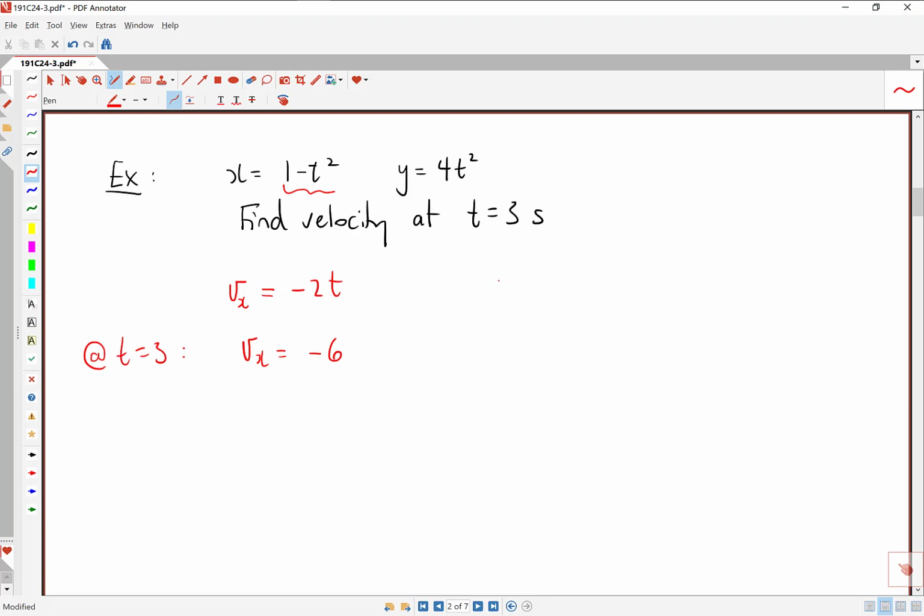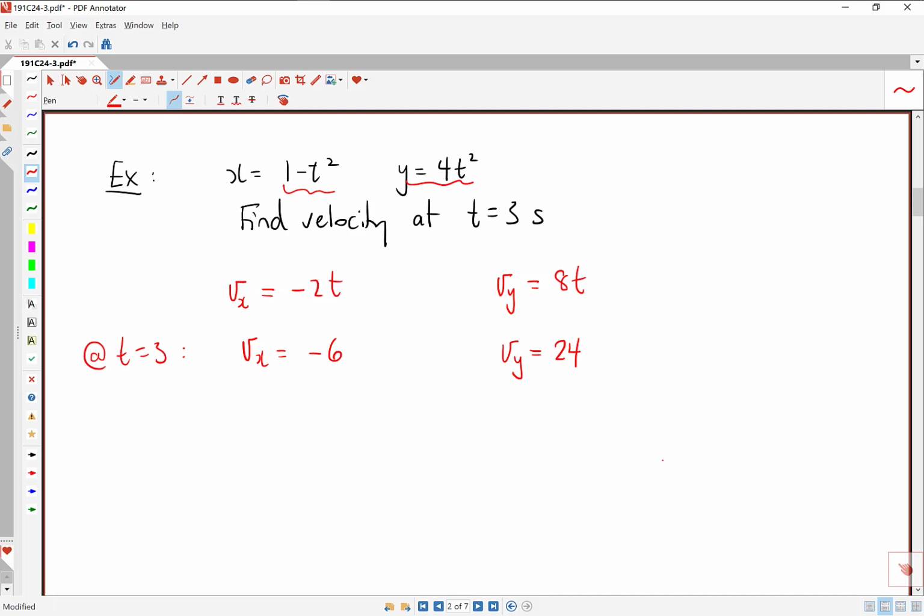Okay, and let's do the same thing for the vertical velocity. So v sub y is the derivative of y with respect to t. So let's look back up here at y. There we go. Take the derivative. You'd have 8t. And then in this line here, what we're doing is subbing in t equals 3. So at the time that we're interested in, our vertical velocity is 24 meters per second.